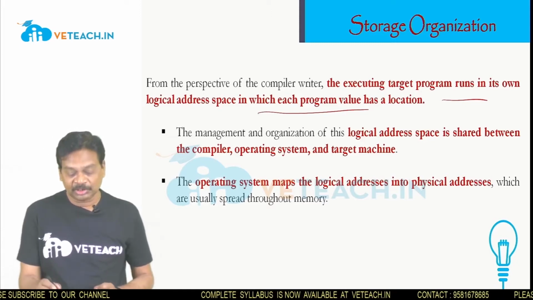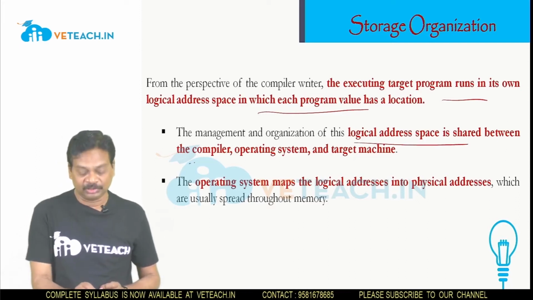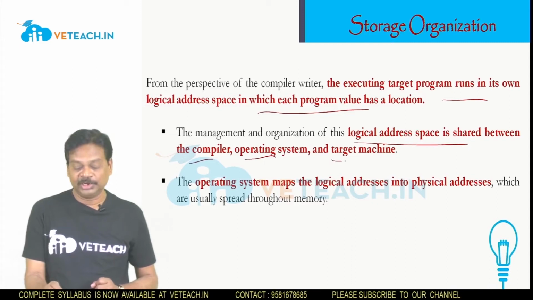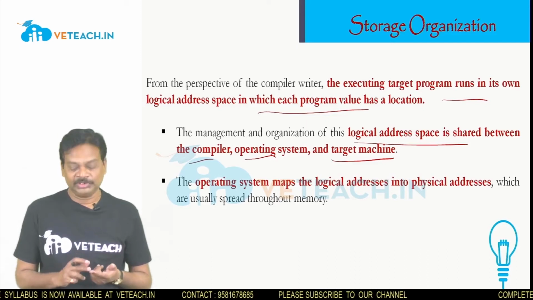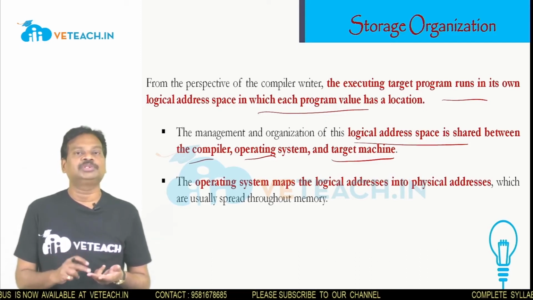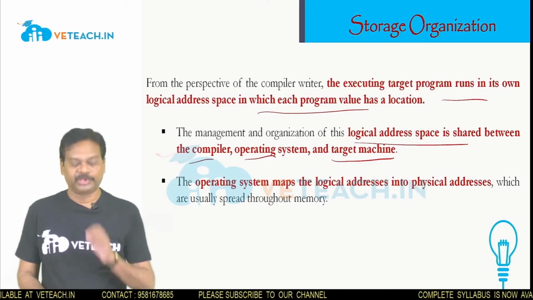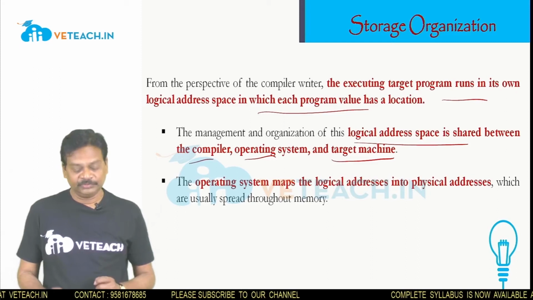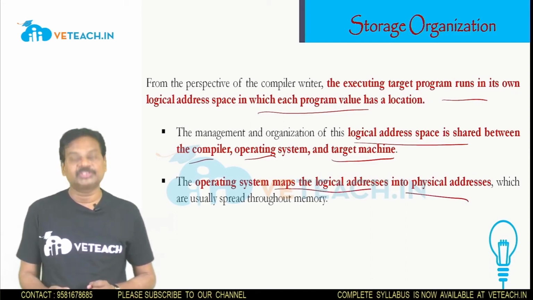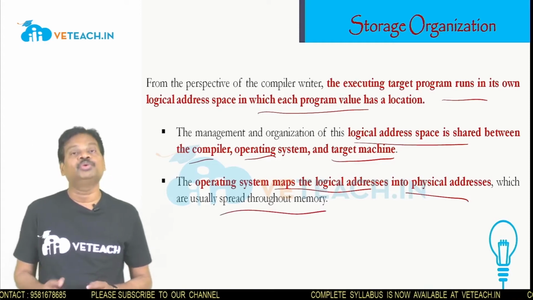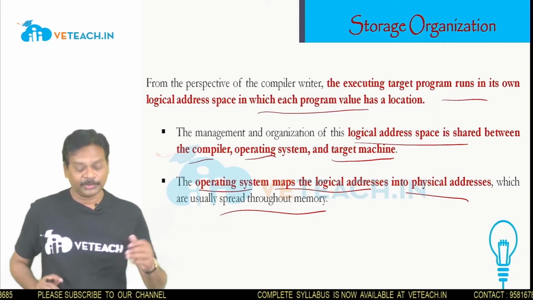The management and organization of the logical address space is shared between the compiler, the operating system, and the target machine. In addition to your compiler, the operating system and the target machine are involved, because the target machine code has to be produced. All these three have to work together to produce the target code. The work of the operating system is to map the logical address space into the physical address space, which are usually spread throughout the memory.